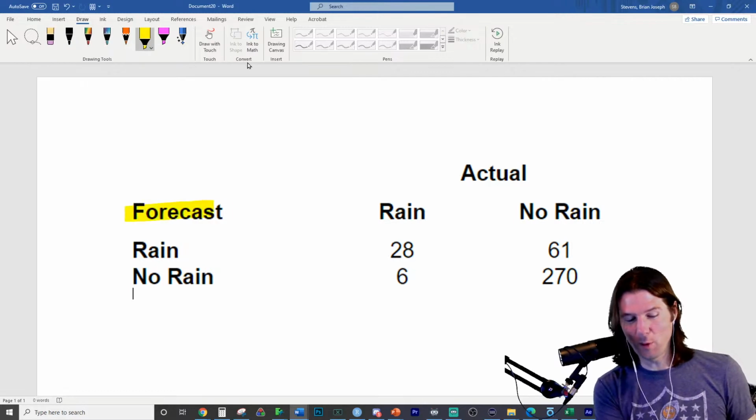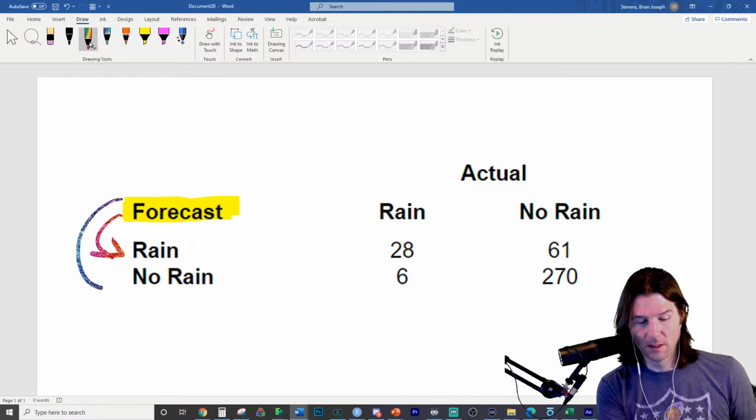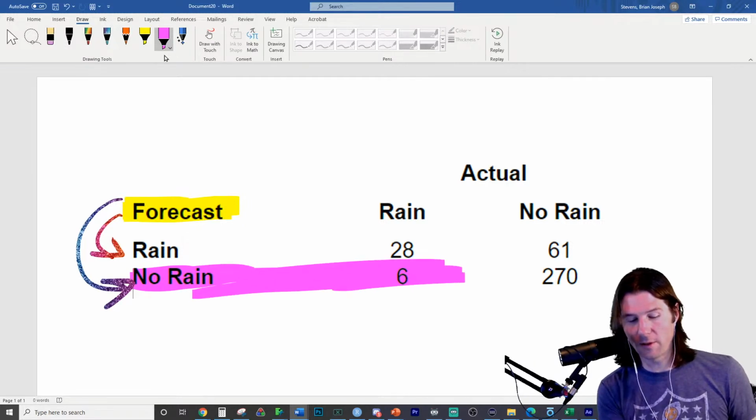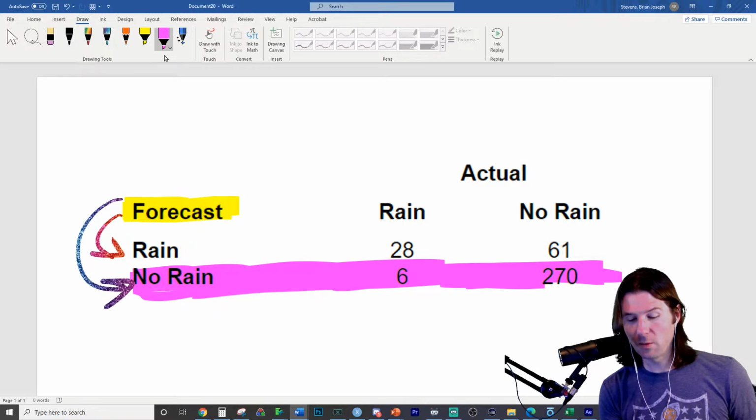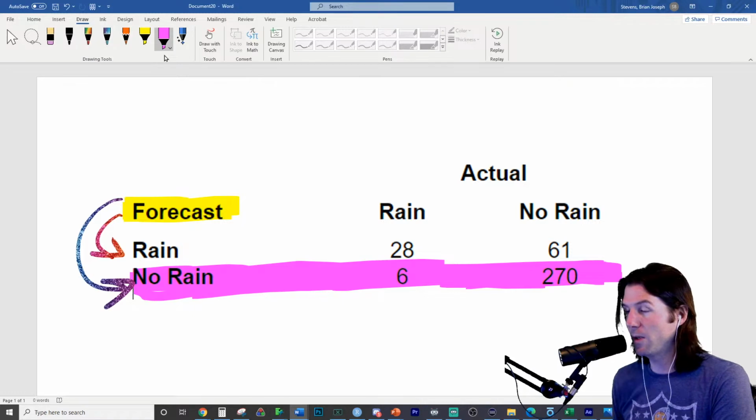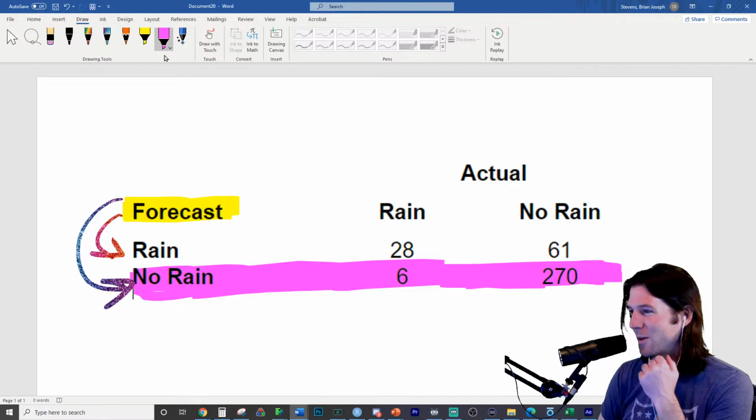Let's go over here and look at forecast. Forecast is read the following way. How many days, when you wake up and listen to the weather, did they not forecast rain? How many days did they say today it will not rain? Exactly, Kayla. 276. Great job, Kayla.